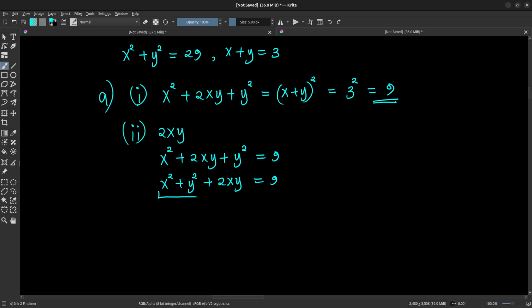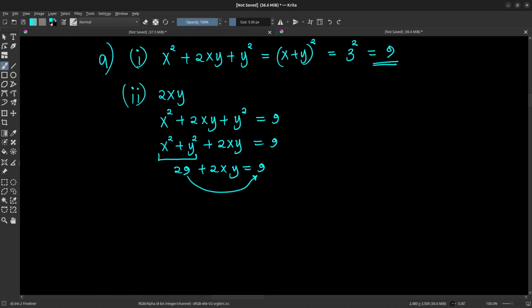But we already have x squared plus y squared. Again, we were given that from the question. So we're being told that value is 29. So 29 plus 2xy is equal to 9. So let's take this 29 to the right side.